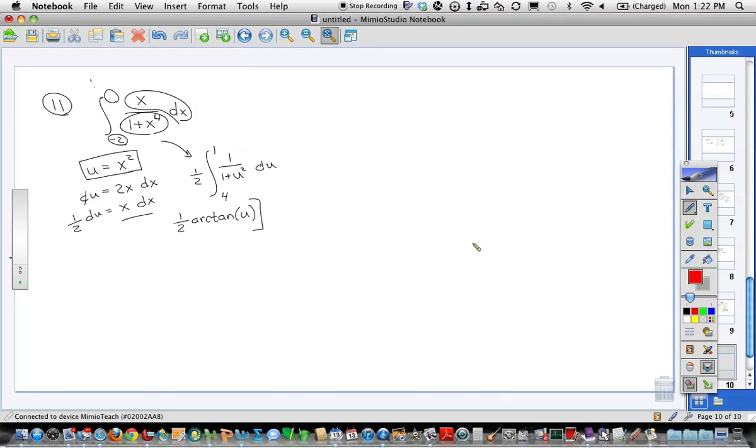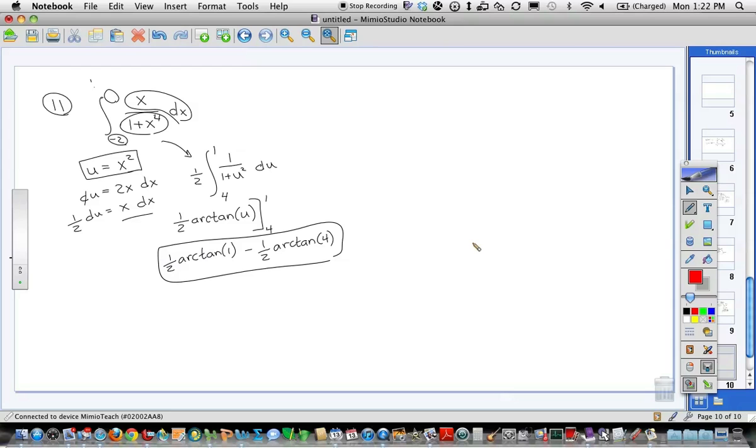Now we can do our right bracket. Now we don't have to go back to x's. We can do our right bracket, 4 to 1, and now we can just write 1/2 arctan 1 minus 1/2 arctan 4. And now that's good enough.